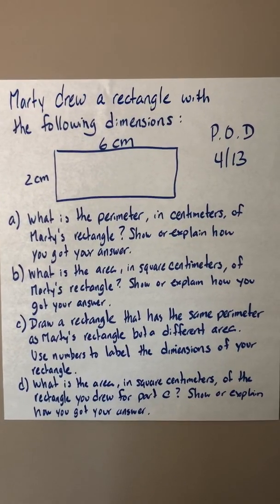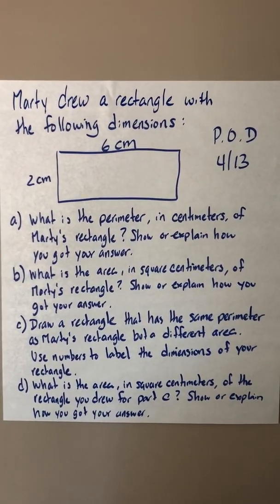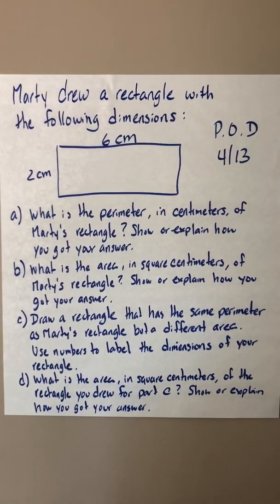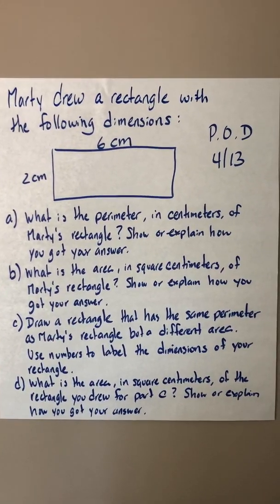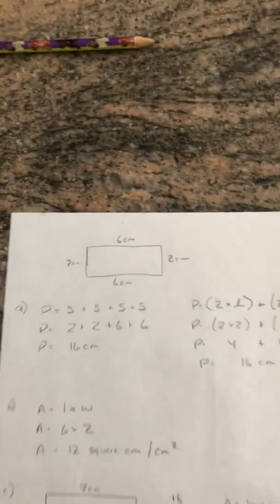Part C, draw a rectangle that has the same perimeter as Marty's rectangle but a different area. Use numbers to label the dimensions of your rectangle. And Part D, what is the area in square centimeters of the rectangle you drew for Part C? Show or explain how you get your answer. So here are our solutions to our problems.